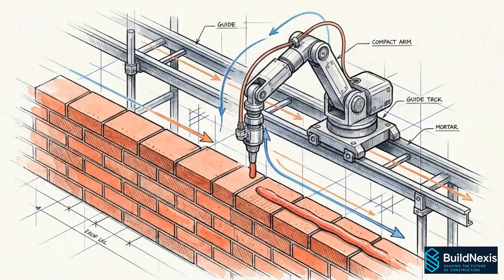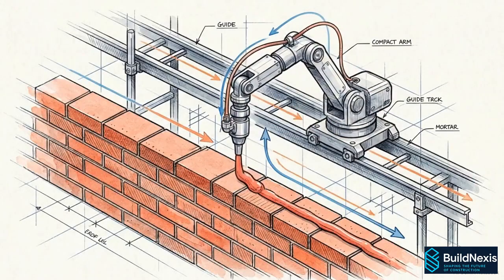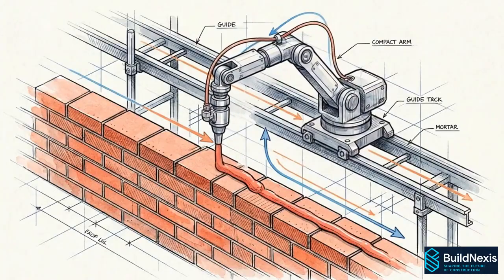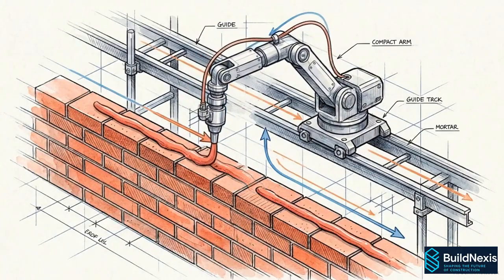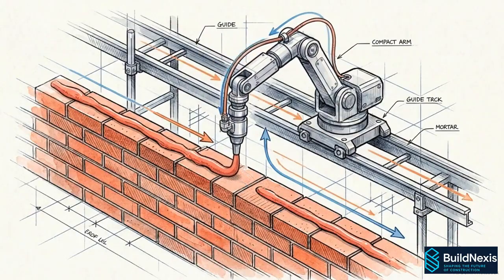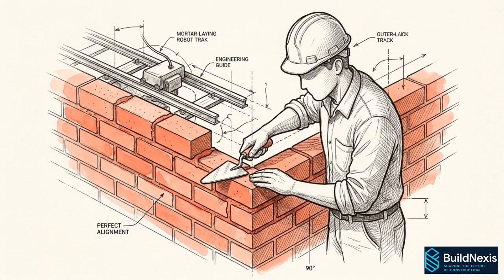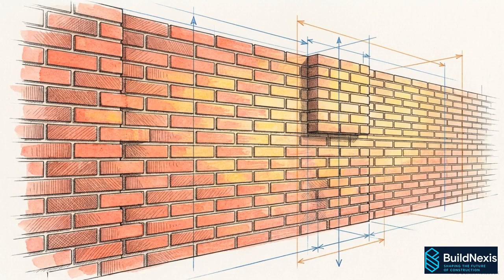The SAM 100 provides a collaborative alternative. It moves along traditional scaffolding alongside a human mason, managing the heavy lifting and repetitive mortar application, while the human crew handles complex corners and quality control. Whether utilizing fully autonomous booms or collaborative track robots, the industry is engineering the physical failure of the human body out of the equation entirely.